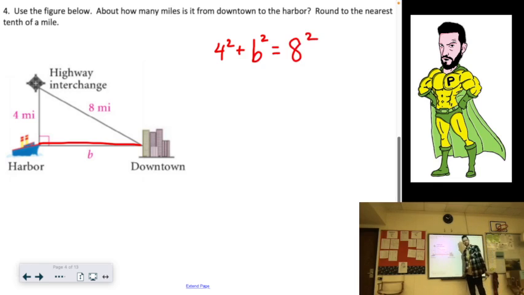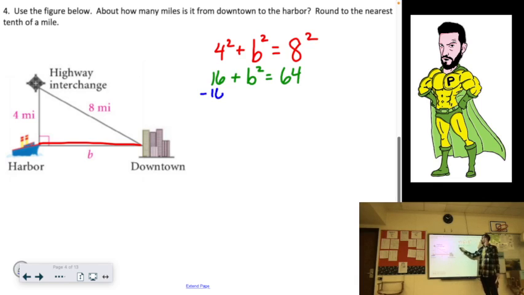What's 4 squared? 4 times 4. 16. 16 plus b squared equals 8 times 8 is 64. Now how can we get rid of that 16? You know we're going to subtract it. Let's see, 64 minus 16, 48. B squared equals 48.